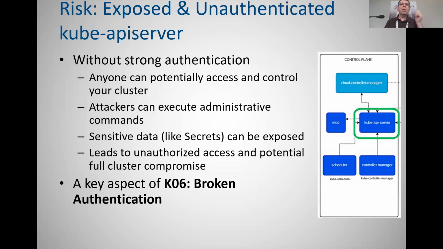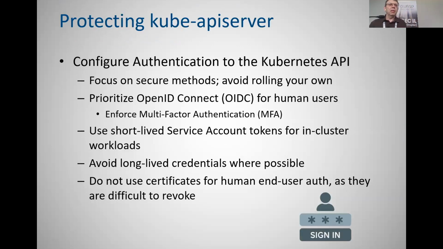We need to start by protecting the KubeAPI server. The risk: if the KubeAPI server component is unauthenticated, then anyone can gain control over your cluster. An attacker can execute administrative commands, which is a very big risk. Sensitive data, like secrets, can be exposed, and of course there is full cluster compromise. It's a key aspect of risk K06, broken authentication. Let's see how we will mitigate it.